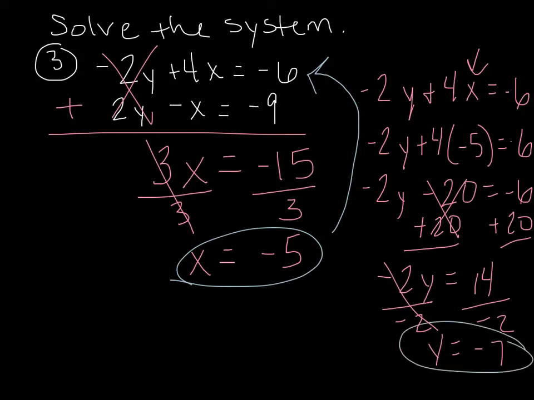Okay, so I have my x, I have my y. I cannot leave that as my answer. My answer is the point at which the lines intersect. So my answer is x comma y. So negative 5 comma negative 7. So if I was to graph those two lines, they would intersect at the point negative 5, negative 7. Okay, so that's the first day of elimination.